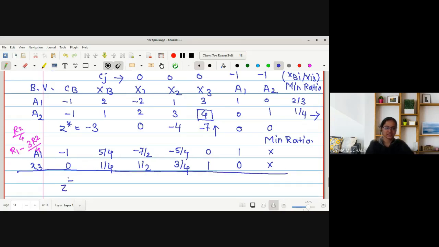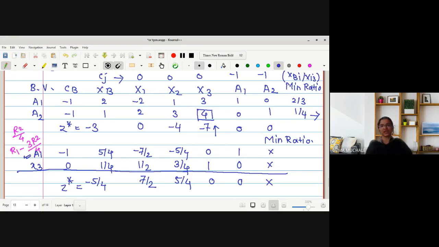Let us check Z star, whether it is improved or not. Z star now takes value minus 5 by 4 and the value is increased. Net evaluations corresponding to the basic variables are 0, 0. Only for the first two we have to calculate. Both the entries we got positive, correct? Both the entries are positive, but still one artificial variable is there.